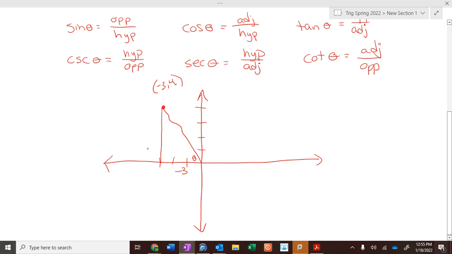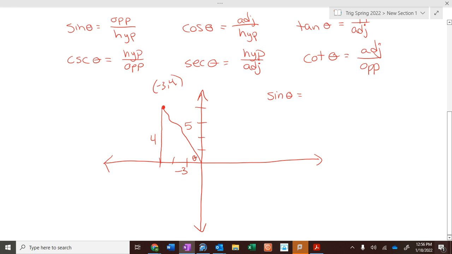What's the height of the triangle? 4. What's the length of the hypotenuse? 5. How do you know it was 5? Because it's a Pythagorean triple. 3 squared plus 4 squared equals 5 squared. Okay? So that is 5. Now, are we going to have a Pythagorean triple for every problem? No, we are not. Okay? So a lot of times we'll have square roots there. But, okay. So what is the sine of theta in this particular instance?